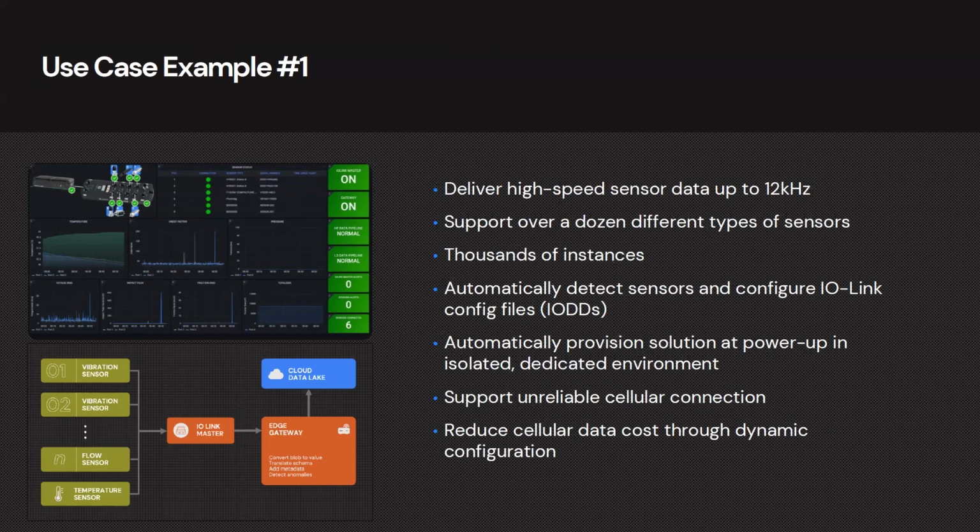And in addition, a lot of times the data comes up through cellular, so now you want to have very reliable cellular performance in terms of data coming up, store and forward. And you want to find ways to reduce cellular cost by dynamically configuring what data to send, what data not to send. So it's a very complex solution once it scales up, and a good data pipeline needs to be able to support all those features.